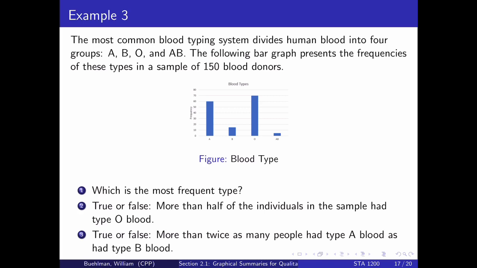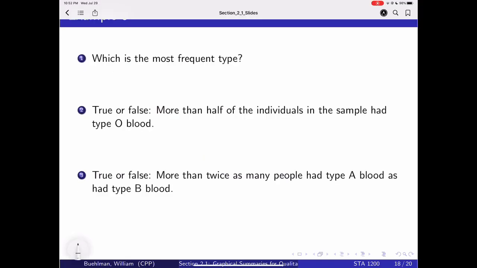So we're going to answer these 3 questions. Which blood type is the most frequent? Is it true or false that more than half the individuals had type O blood? And is it true or false that more than twice as many people had type A blood as type B blood? So we're going to use the bar graph to answer all of these. Looking at the bar graph, we see that the most frequent type was type O.